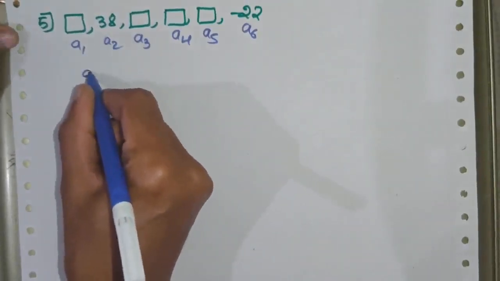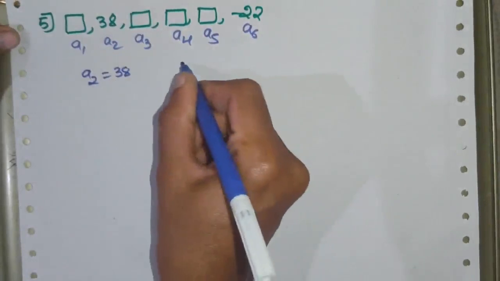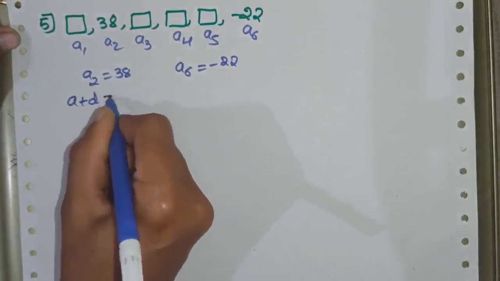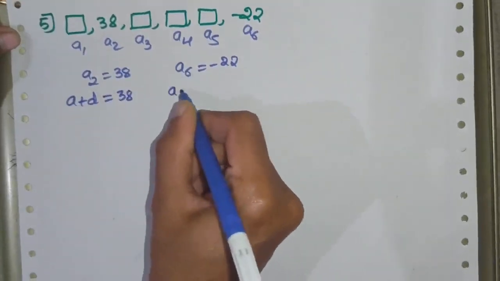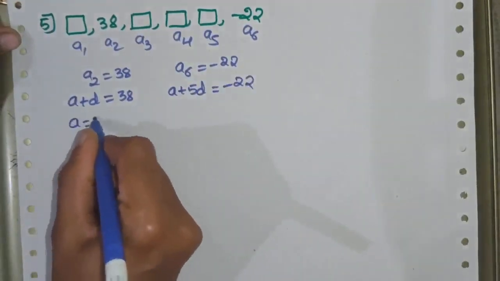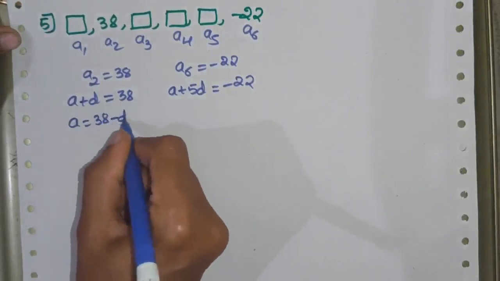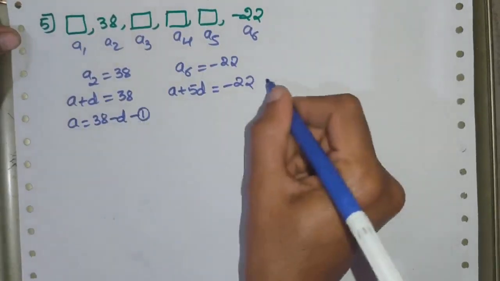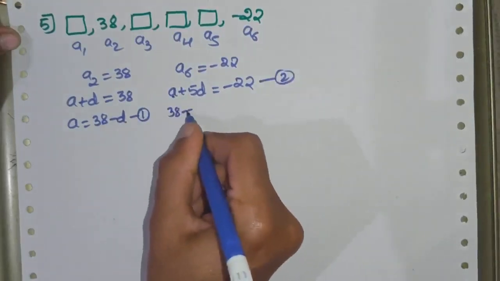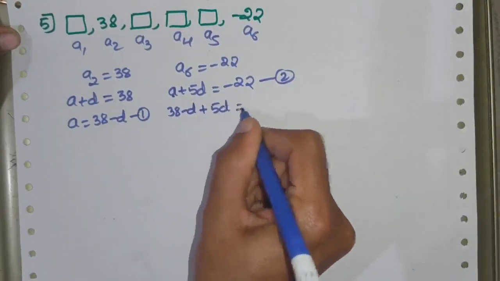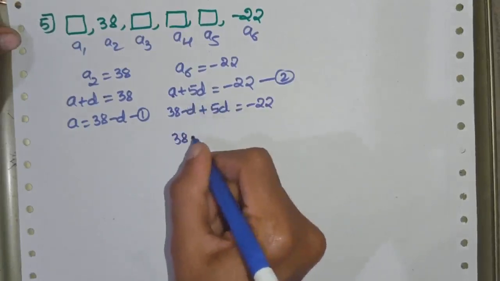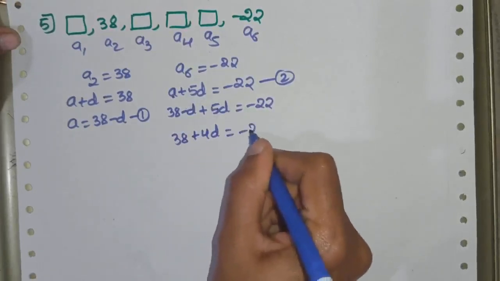Here the given terms are A2 is 38, A6 is minus 22. A2 can be written as A plus D equals 38. A6 can be written as A plus 5D equals minus 22. So here A equals 38 plus D becomes minus D. This is equation number 1. I substitute equation 1 in 2. So here A is 38 minus D plus 5D equals minus 22. 5 minus 1D is 4D equals minus 22.